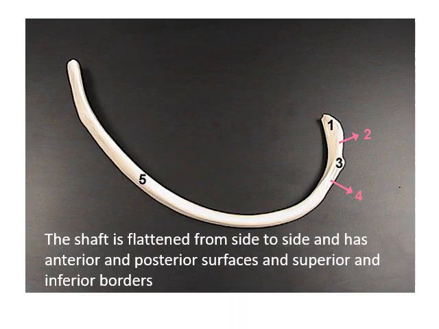Here you can see a rib which has been placed on a flat surface. When you place it like this, you see that the shaft of the rib is flattened from side to side. It is antero-posteriorly flattened, so that you have an anterior surface and a posterior surface, and the superior and the inferior edges are thin, so we call them superior and inferior borders.